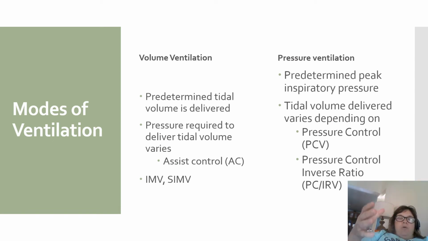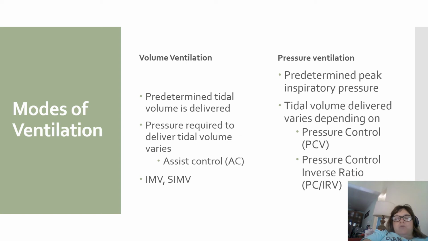When we're looking at modes of ventilation, we also have two different types. We have volume ventilation and pressure ventilation. In volume ventilation, they do a predetermined tidal volume, and the ventilator is going to deliver that tidal volume. It's based on ideal body weight. We used to do a much higher tidal volume, but with so many cases of ARDS developing, they now do a much lower tidal volume. And it requires pressure to deliver the tidal volume, and it's going to push that in.